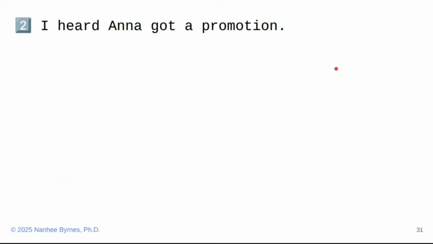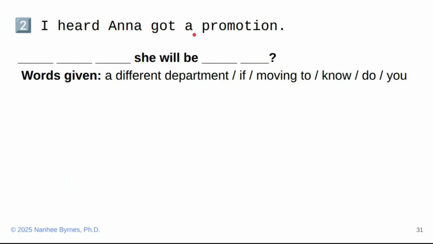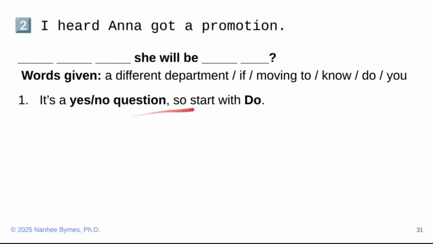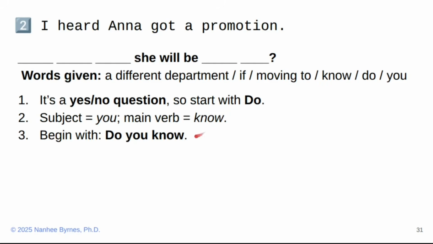Number 2. I heard Anna got a promotion. Blank, blank, blank, blank, she will be blank, blank. Words given: a different department, if, moving to, no, do, you. Step 1, recognize this is a yes-no question about a fact. That means we likely need do at the start because the main verb isn't be or have. The subject should be you, and the main verb is know, so the first 3 words are, do you know?